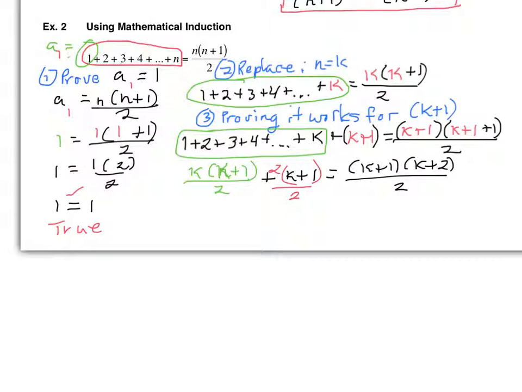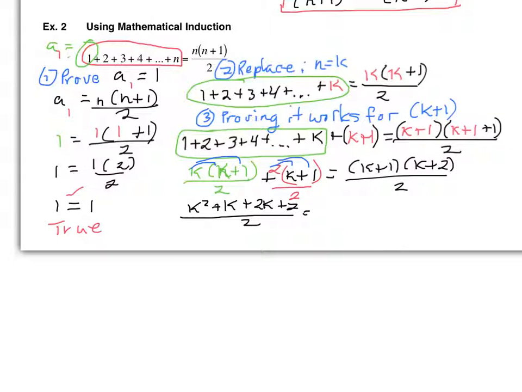And so I'm going to distribute that 2, and I'm going to distribute the k. So the k gets distributed, the 2 gets distributed, and I end up with k squared plus k plus 2k plus 1. And because they're both over the same denominator, it's all over 2 equals. Oh yeah, sorry, plus 2. Thank you. Plus 2.